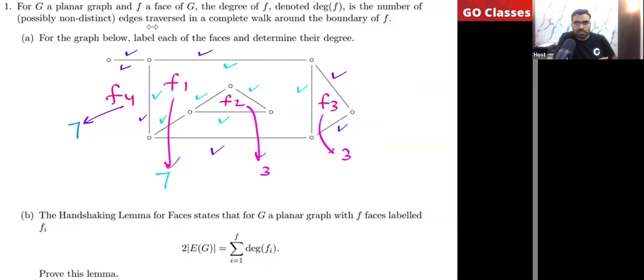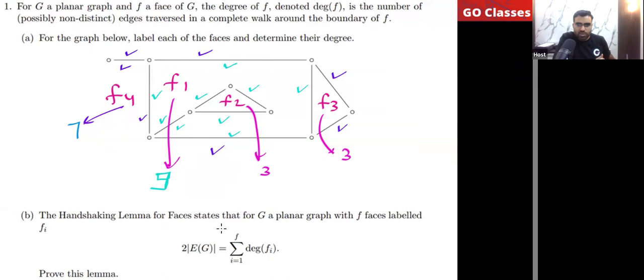Okay, is this clear? Okay, so this side of the edge and this side of the edge. So the answer will be 9. This will be 9. So the degree of F1 will be 9. Degree of F4 will be 7. Okay, you can easily check. Now you can easily verify.